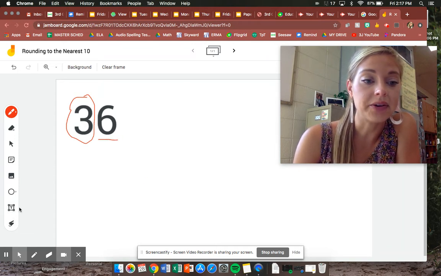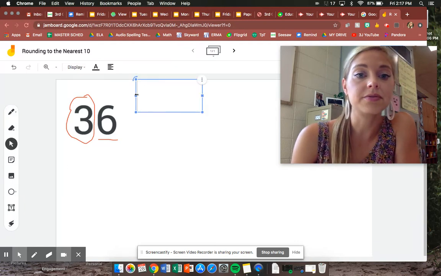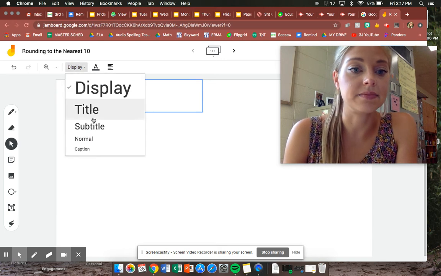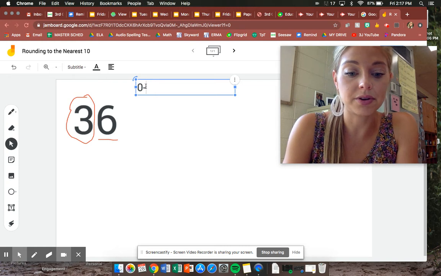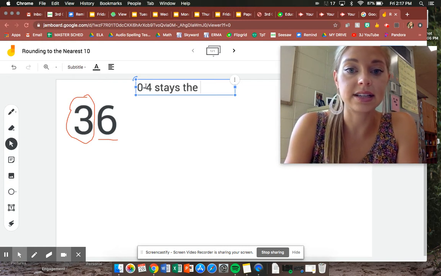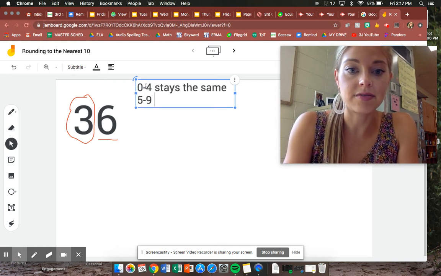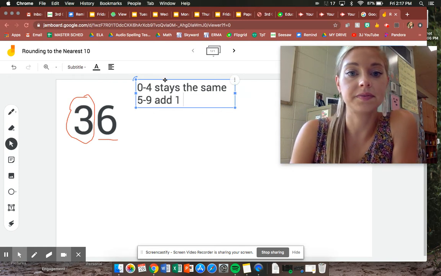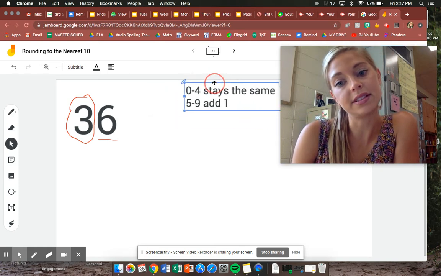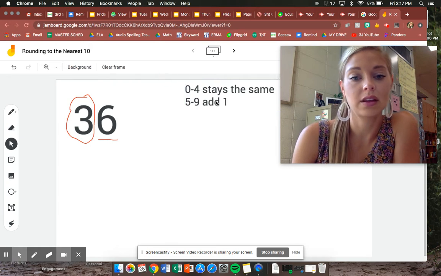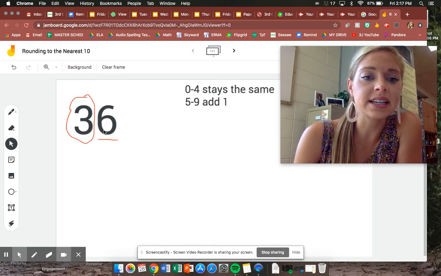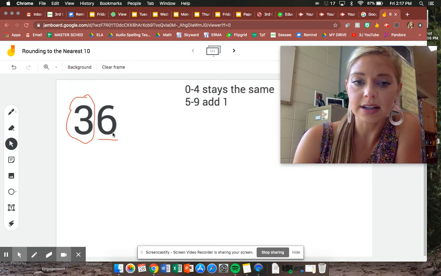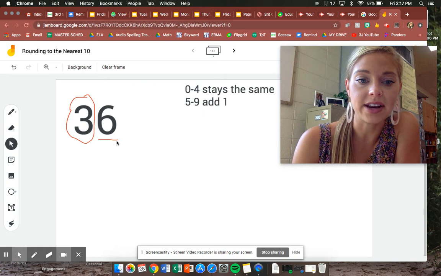Find the place value, circle that digit, move to the right, and underline it. Perfect. Now it says 0 through 4, the circle stays the same. 5 through 9, add 1. All right, so we're looking at the underlined number now. So is 6 in 0 through 4? Is it in between 0 and 4, or is it in between 5 and 9?